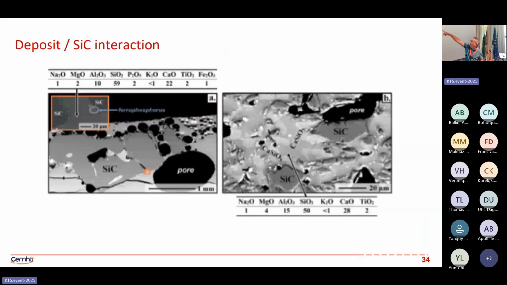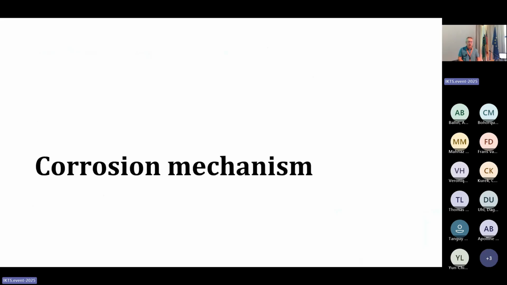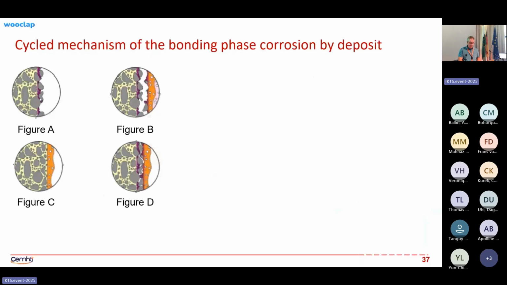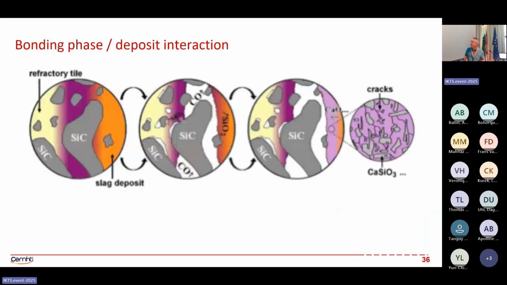So this is the formation of the wollastonite. I skip it. Maybe I will have time to explain it to you. And now it's time for the corrosion mechanism. But I said I will stop, sorry. But it is how it happened. I stopped the WCAP, but nevertheless, I will go back just a minute after that.